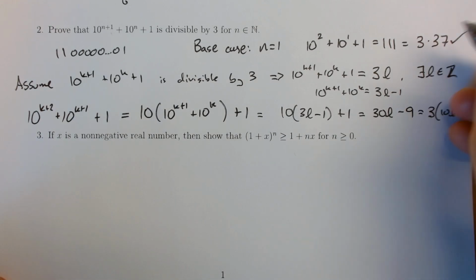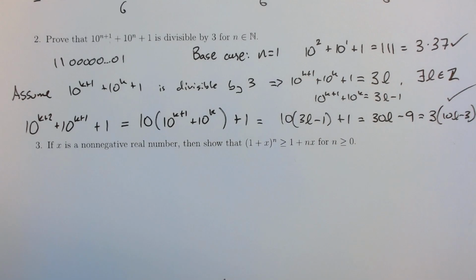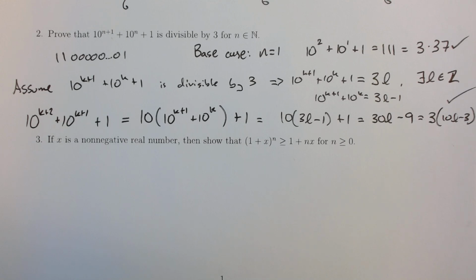But that is a multiple of 3, just like we did here. It was 3 times 37. It's 3 times something. We don't really care what that something is, but it is a multiple of 3. So that does prove, using induction, that it's always divisible by 3.